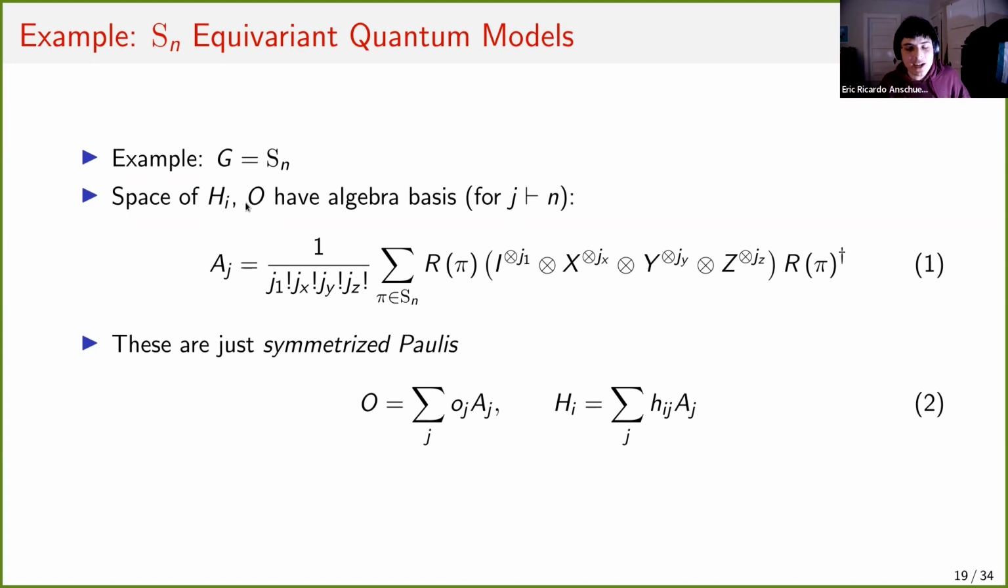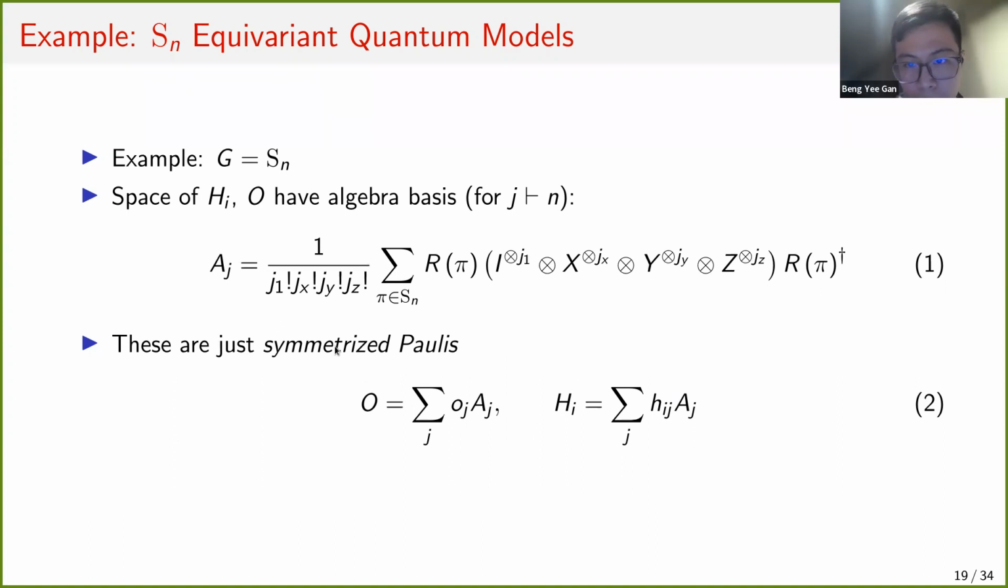H_i and O, because they're Hermitian operators, have a Pauli decomposition. But we also know that they're invariant under permutations of qubits. And so not only do these operators have Pauli decompositions, but they have decompositions in terms of symmetrized Pauli operators. We can write them in terms of these A_J, where each A_J is just a Pauli operator plus all of its permutations on qubits, and then there's some normalization so coefficients don't blow up. And we can write these observables and these generators as linear combinations of these symmetrized Pauli operators.